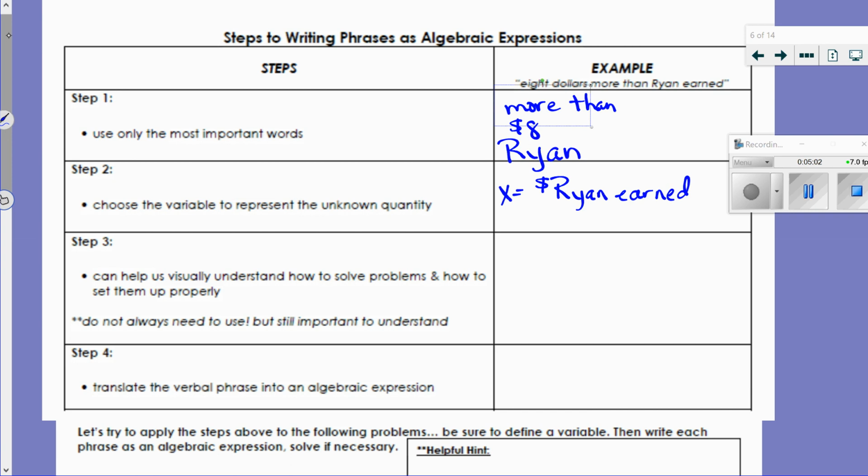Step 3, this is our modeling step. It can help us visually understand how to solve the problem. I'll be honest, I'm not a huge fan of models. We're going to walk through it because for some of you it may be very helpful. So we're going to show you the different models for all different operations today. Just get used to those. Again, we don't always have it unless the directions tell you to. But for some of you, you may find this an extremely helpful piece of the process.